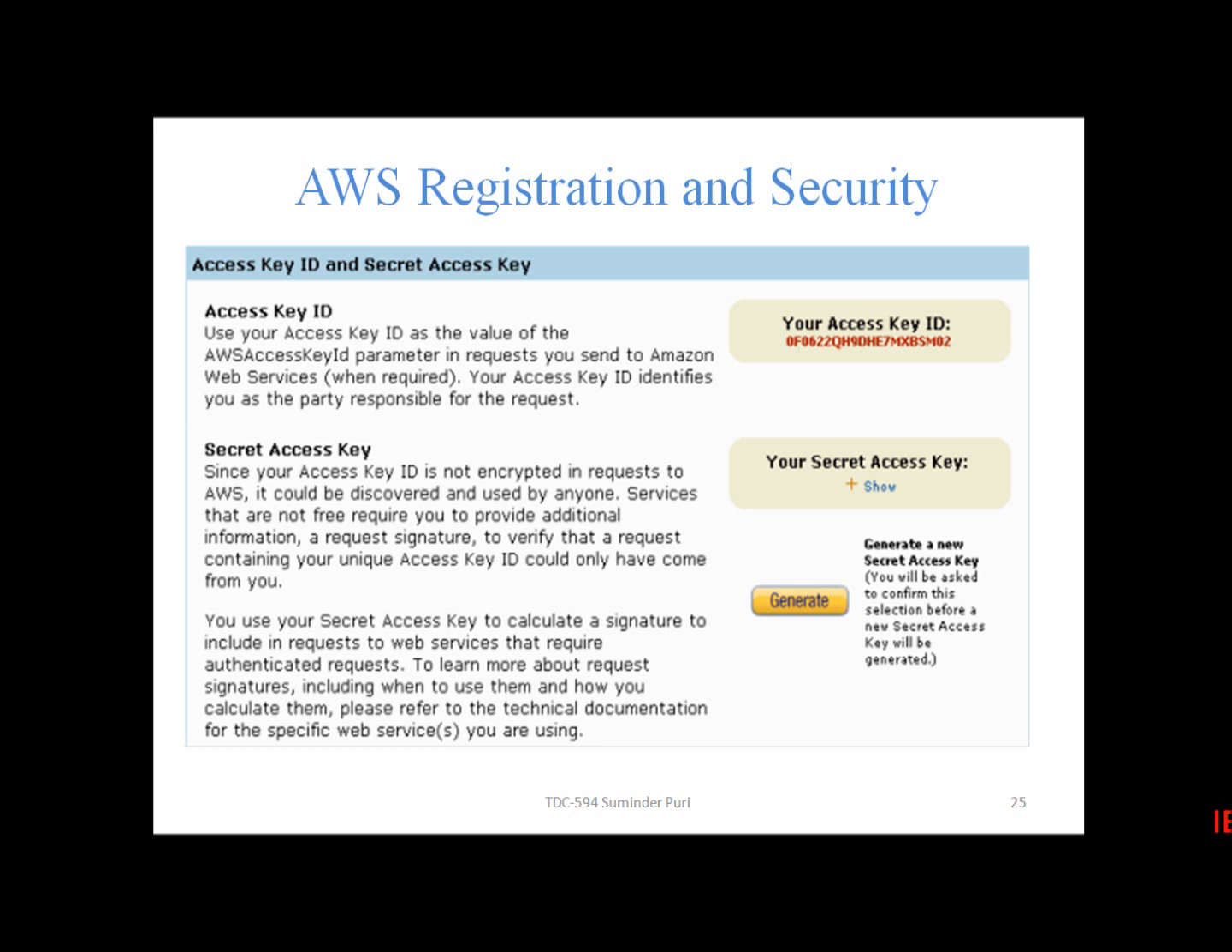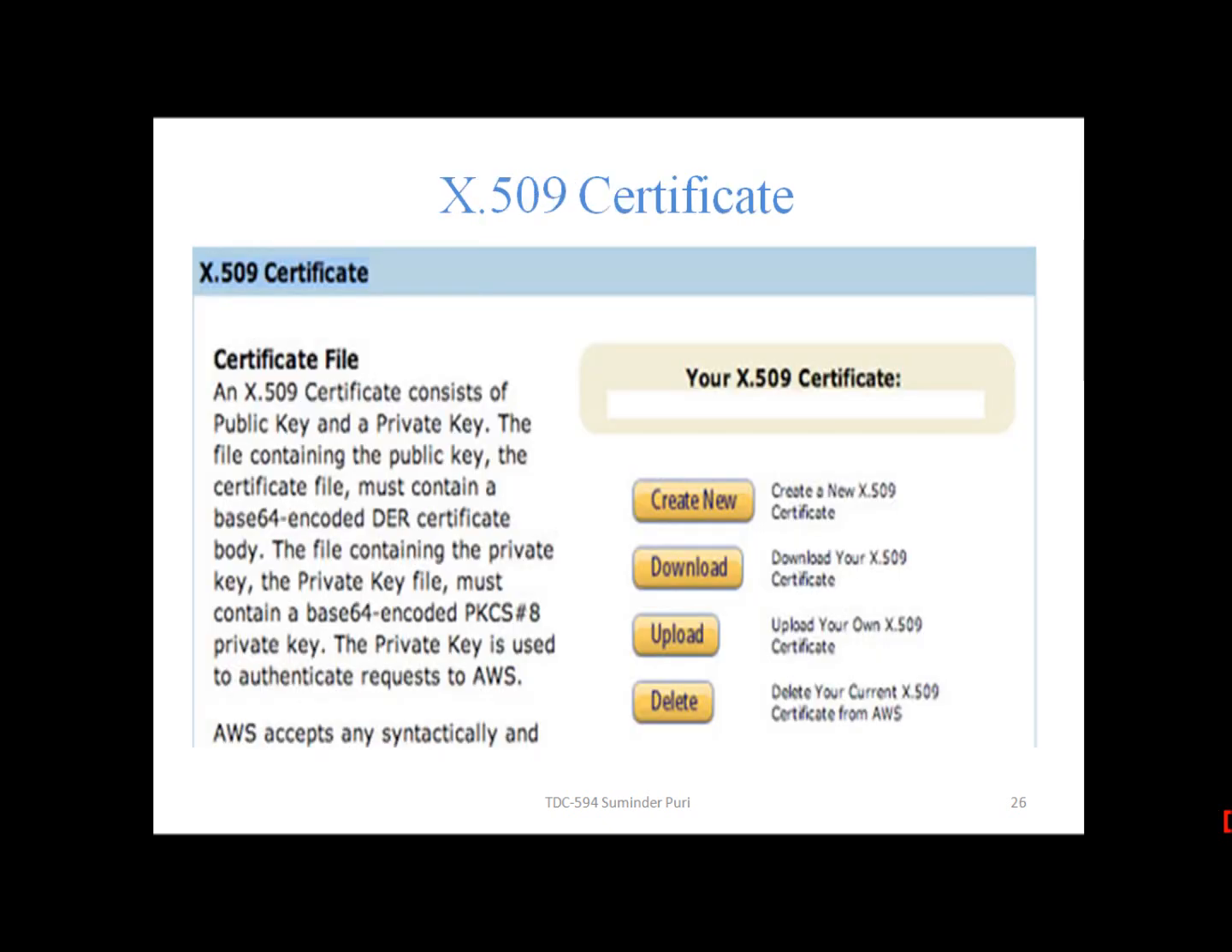So there has been provided the security with registration and security by AWS. The X.509 certificate basically consists of the public key and the private key. The file containing the public key, the certificate file, must contain a base 64 encoded DER certificate body. The file containing the private key must contain base 64 encoded PKCS #8 private keys. The private key is used to authenticate requests to AWS.